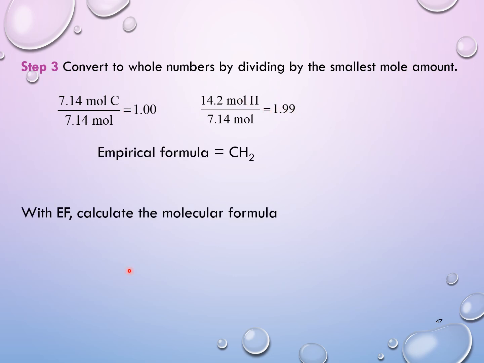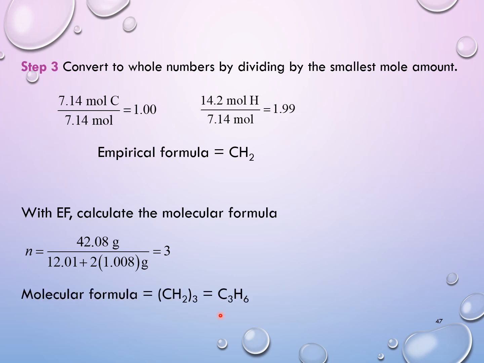So now we have to find the CH2's mass. Put it on the bottom: 12.01 for C, 2 times H, 1.008. And then you put the molar mass on the top, remember? Molar mass divided by the empirical mass will give you the factor, in this case 3. So we need to take CH2 times 3 to get our new molecular formula, which will then give us the answer of C3H6.